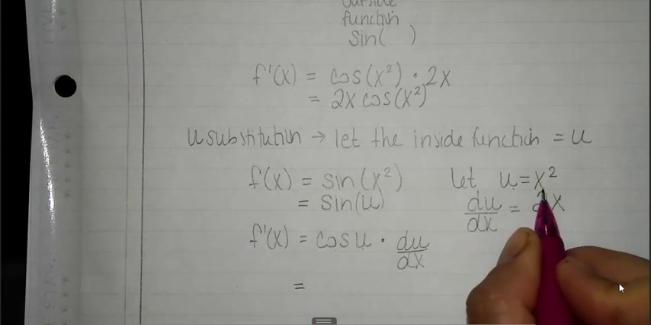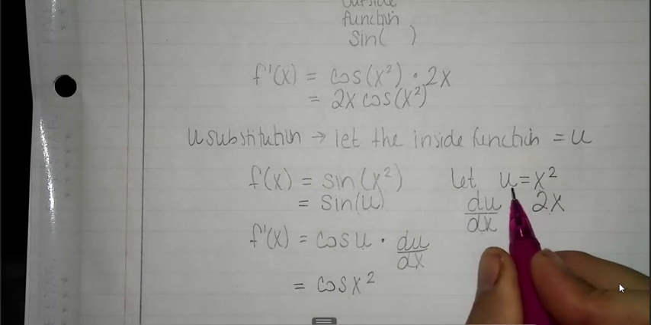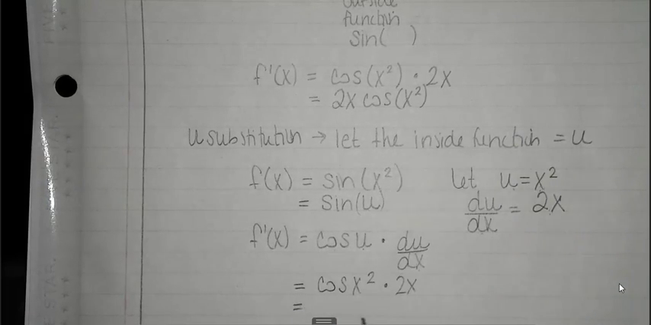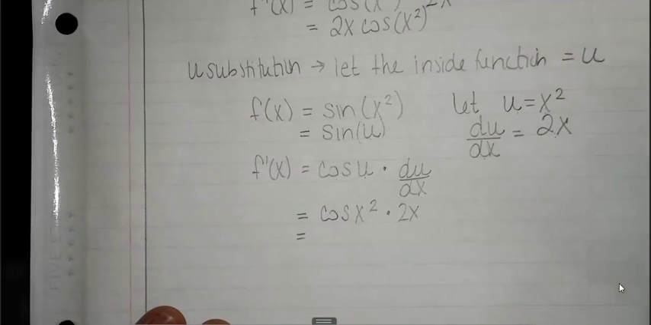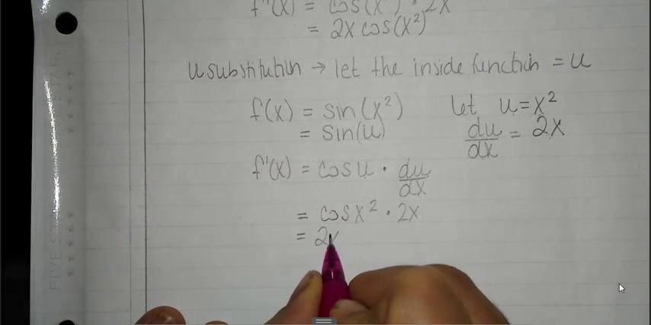So u was originally x squared, and du dx, when I took the derivative of u, happened to be 2x. And once again, I'll move things around so it looks a little bit better, so that I know that 2x is not part of my input.